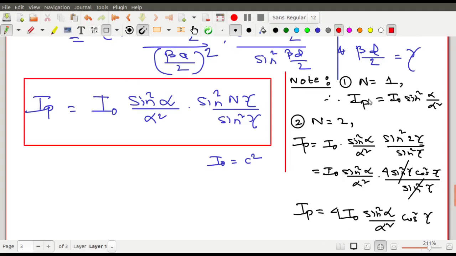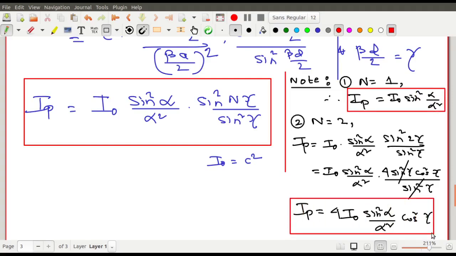This is the single slit pattern, and this is the double slit pattern that you have already studied. I would just recommend you to make one change: let us take i0 to be c square always. In the double slit class I don't remember exactly what I have done.